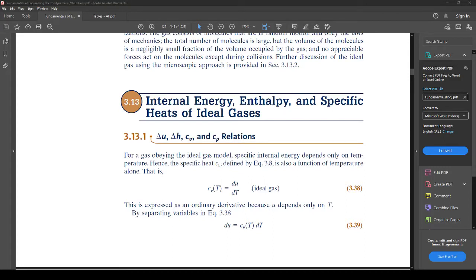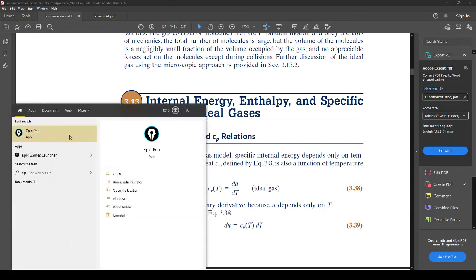All right. So last time, what we talked about was the critical temperature and critical pressure, and reduced temperature and reduced pressure, and using the generalized compressibility chart. That was pretty much our goal last time. We did a question on it. Today we're moving on to the internal energy, enthalpy, and specific heats of ideal gases.